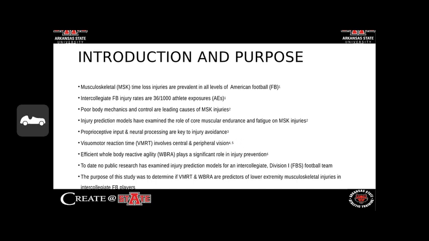Visuomotor reaction time involves the central and peripheral vision and is the time it takes for a person to visually see a stimulus and react to that stimulus. Whole body reaction agility is essentially the same thing, except the entire body is needed to react and move.